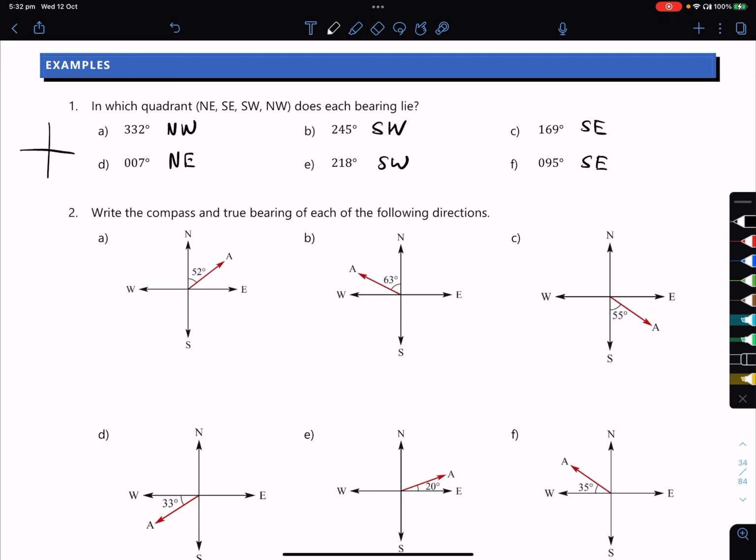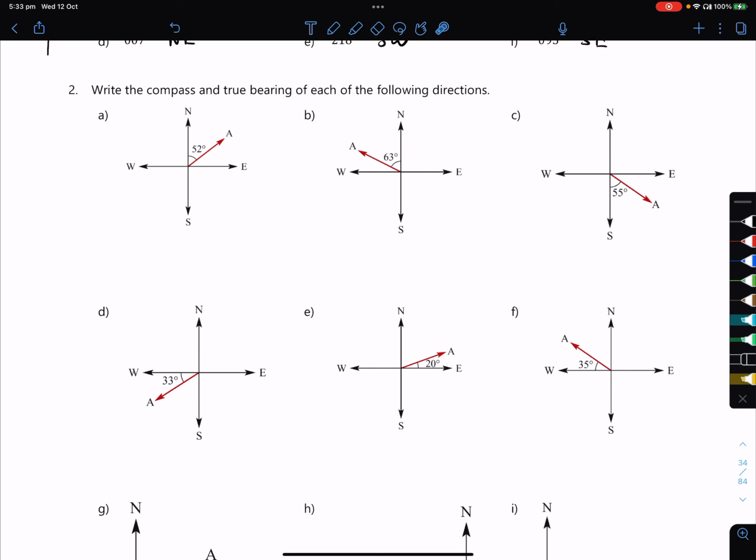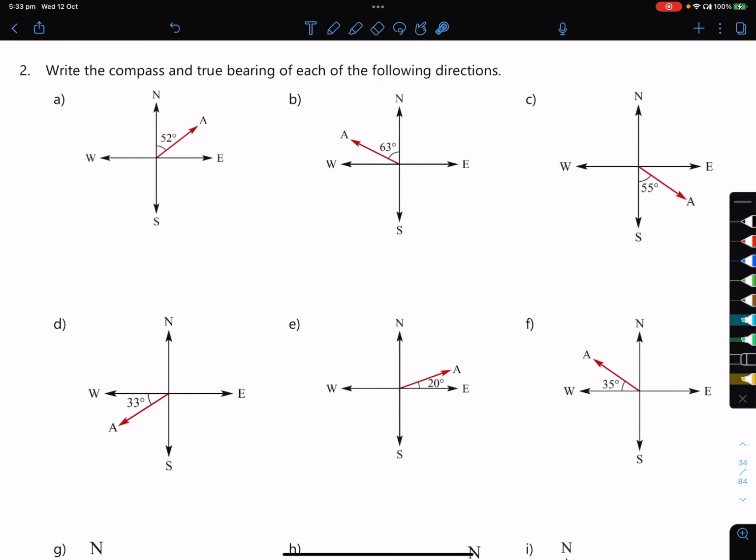Now, for question 2, we're going to find the compass as well as the true bearing of each of the following directions. And what I'll do first for these first 6 questions is I'll do the compass bearing. So the compass bearing requires us to figure out whether this line is closer to north or south first. So how much do you have to turn less to get to north or less to get to south? It will be north. So it's closer to north, so we're going to write north.